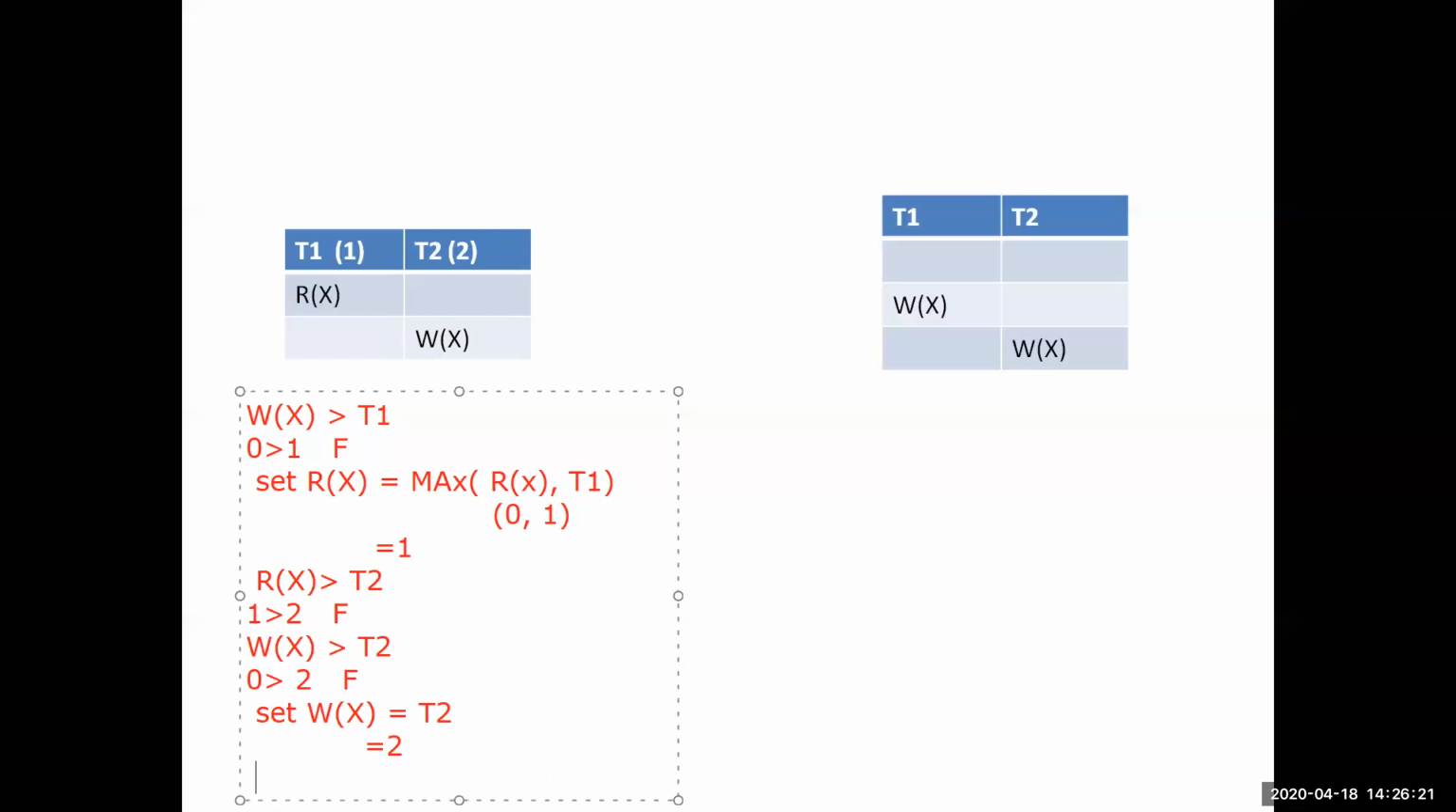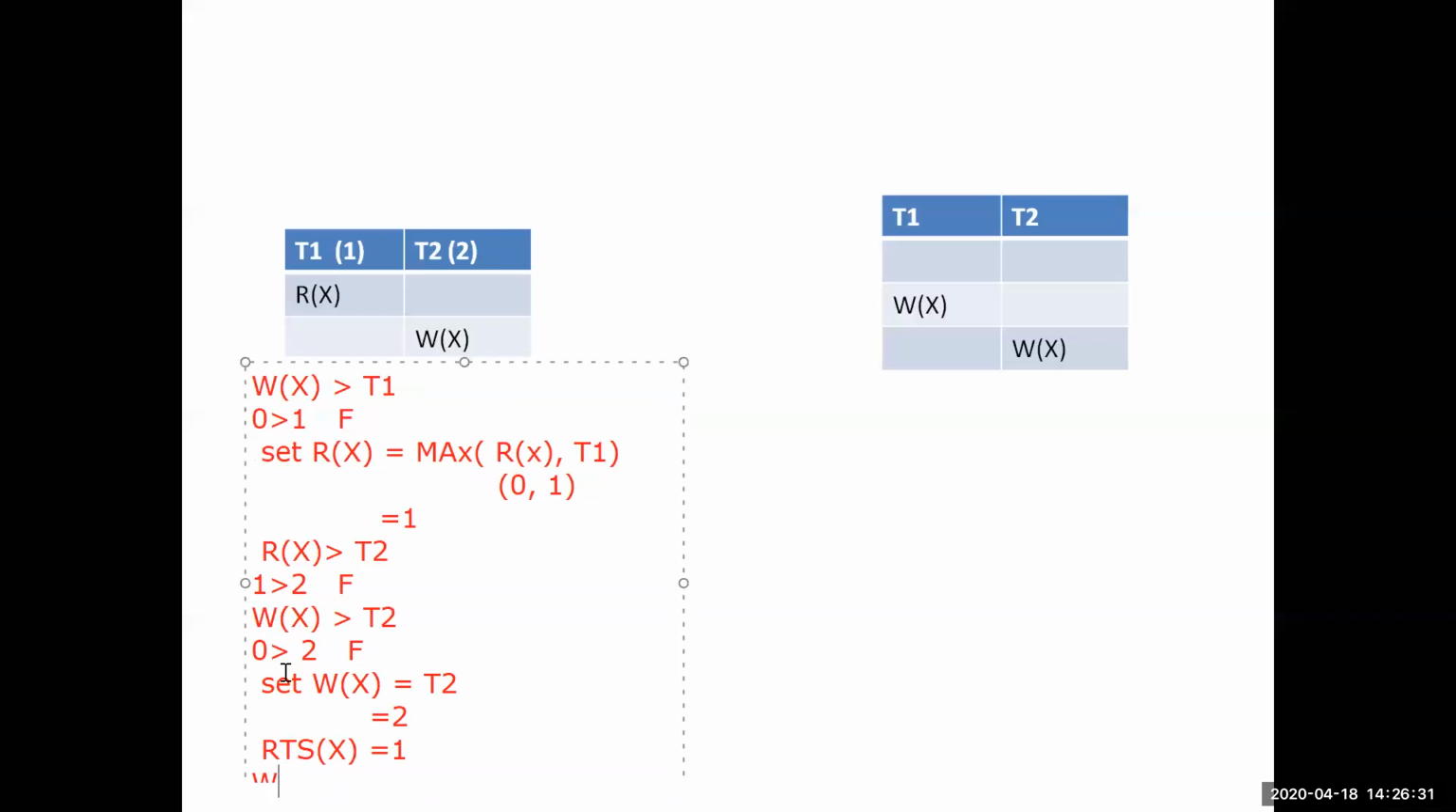That means my read timestamp of X is now set to 1 and write timestamp of X is set to 2. We'll verify as per the rule. We have learned that the read timestamp is the last read performed by that particular transaction. So in these two transactions, my last read is performed by T1. What is the timestamp of this? It is 1. We are getting the same value here.